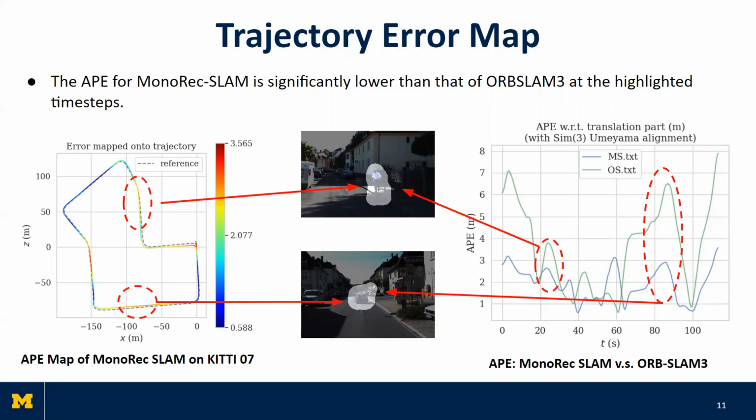The graph on the right shows the comparison of APEs for both MonoRec SLAM and ORB-SLAM 3 with respect to ground truth. The red dotted circles on this figure highlight the time steps, around 25 seconds and 85 seconds, at which the APE for MonoRec SLAM is significantly lower than that of ORB-SLAM 3. At these instances, the frame consists of moving or dynamic objects which are being masked by MonoRec, and therefore the error at these points for MonoRec is low.